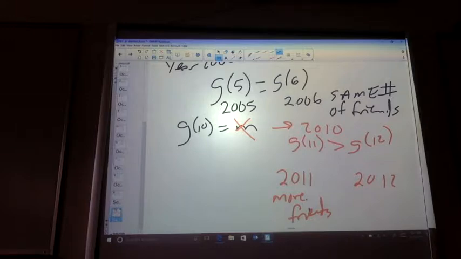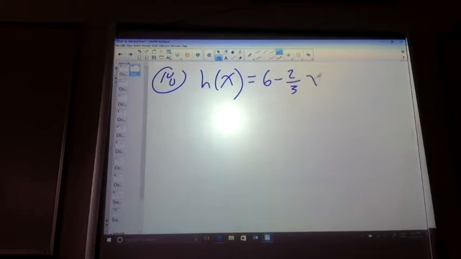Other questions from the homework that you might have come across? Yeah? 18. All right, then you want to have h at x. H at x is equal to 6 minus 2/3 x. And then we want to find h at 3. Okay? That means I'm going to take that 3 and I'm going to plug it in right there.